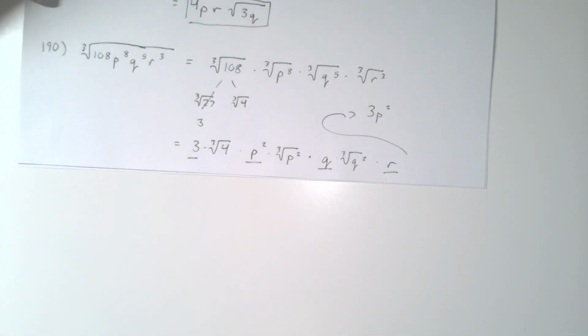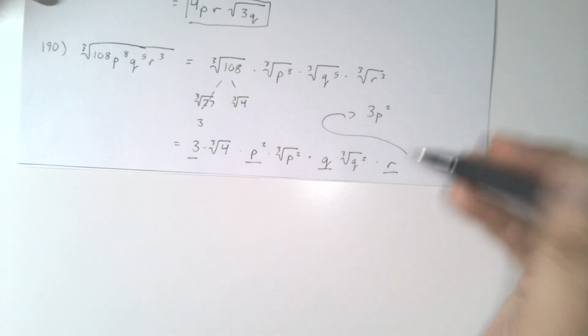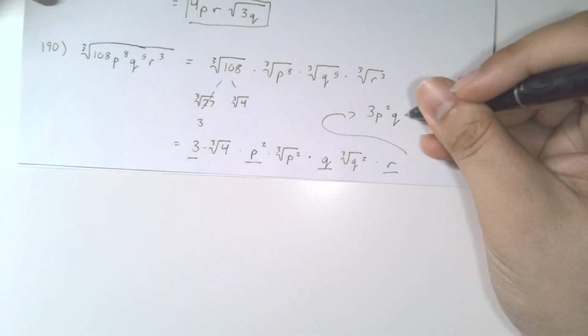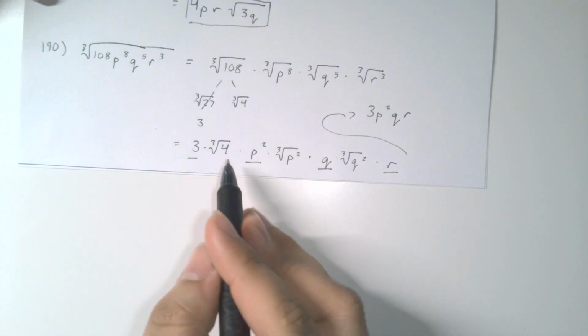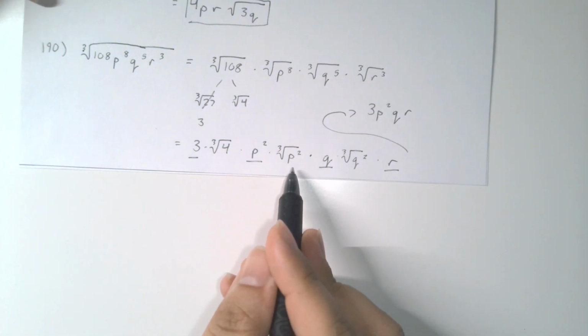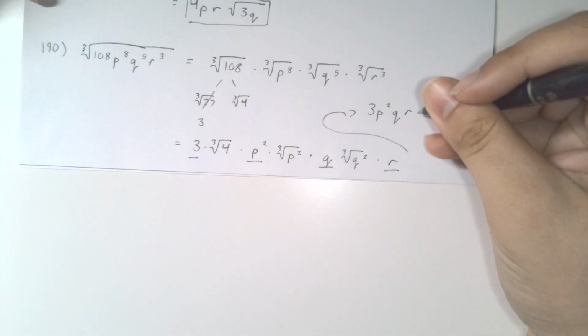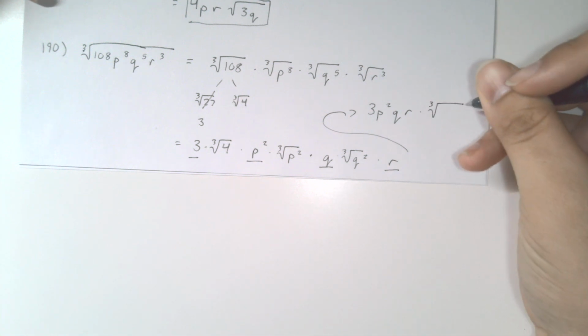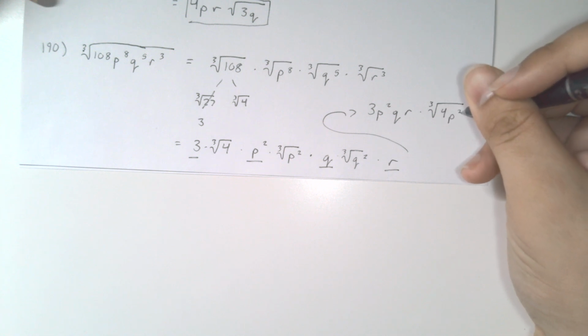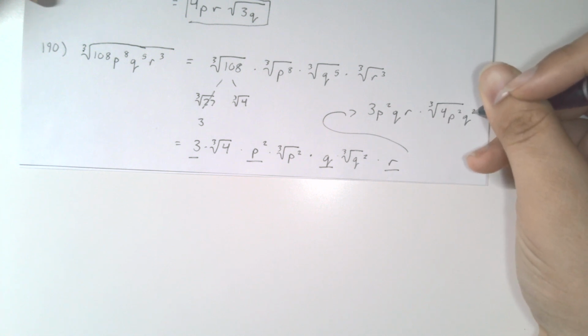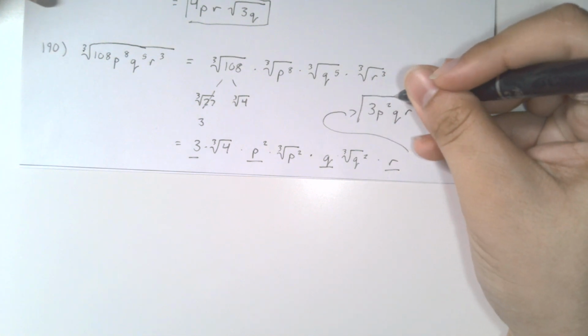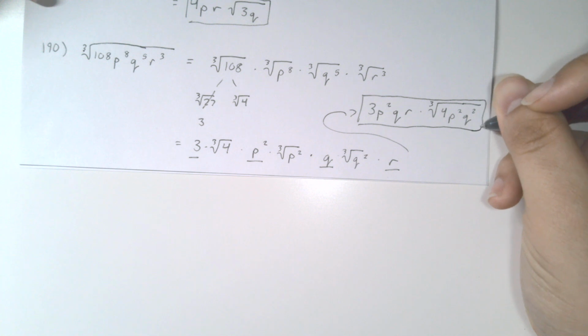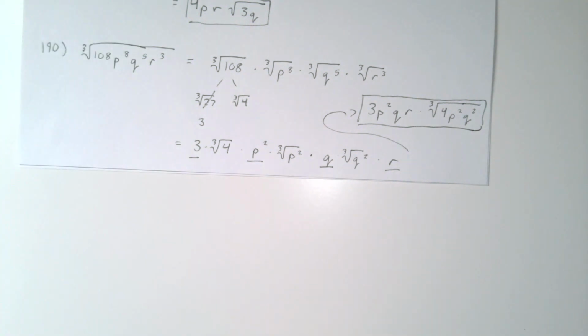Okay, so resuming. We have 3 p squared times q times r. And then the stuff on the inside of the root, we have a 4, a p squared, and a q squared. So this is times the cube root of 4p squared q squared. A lot going on here, but this is our final answer. All right, we have 2 more.